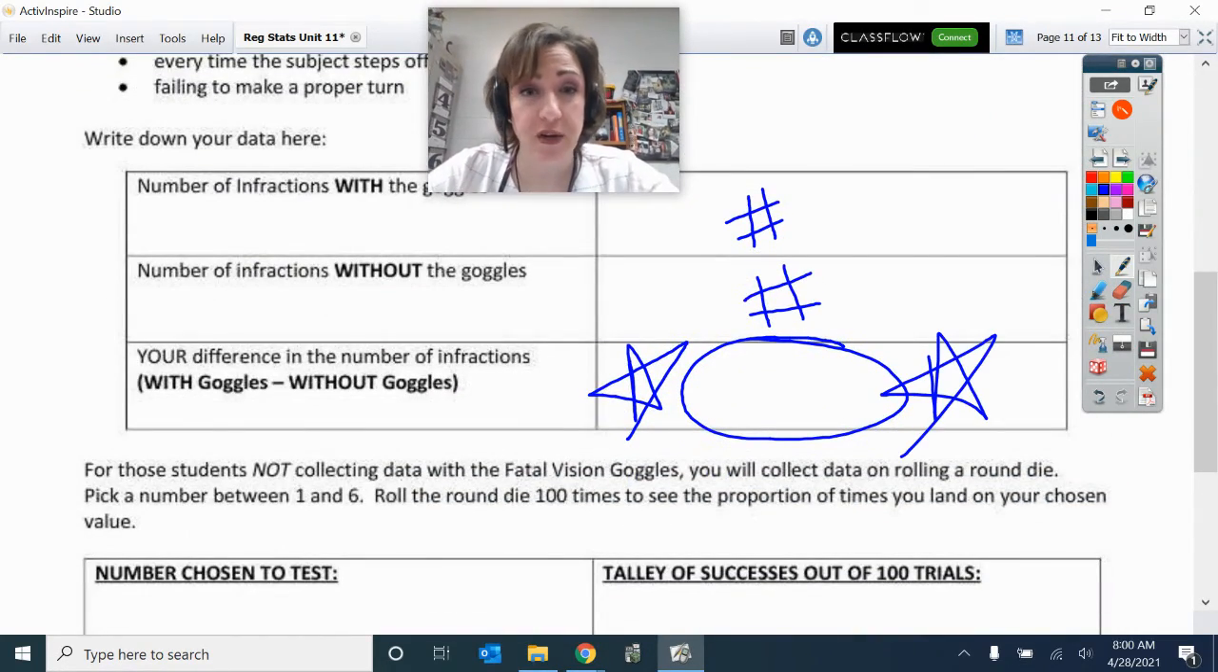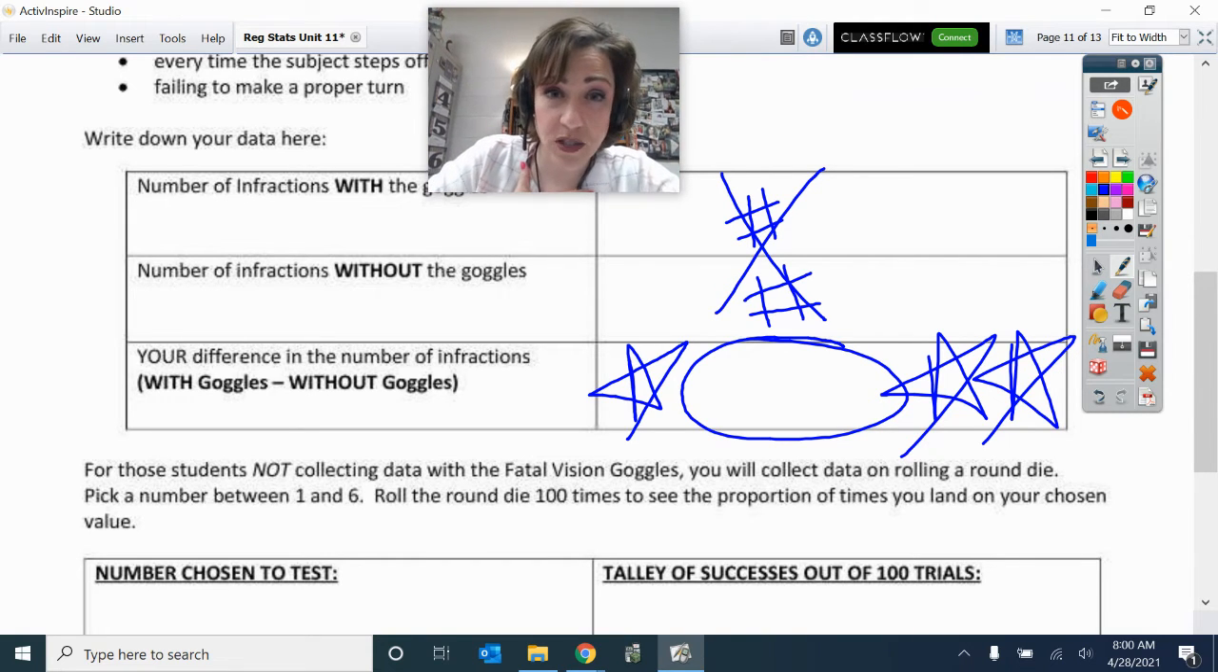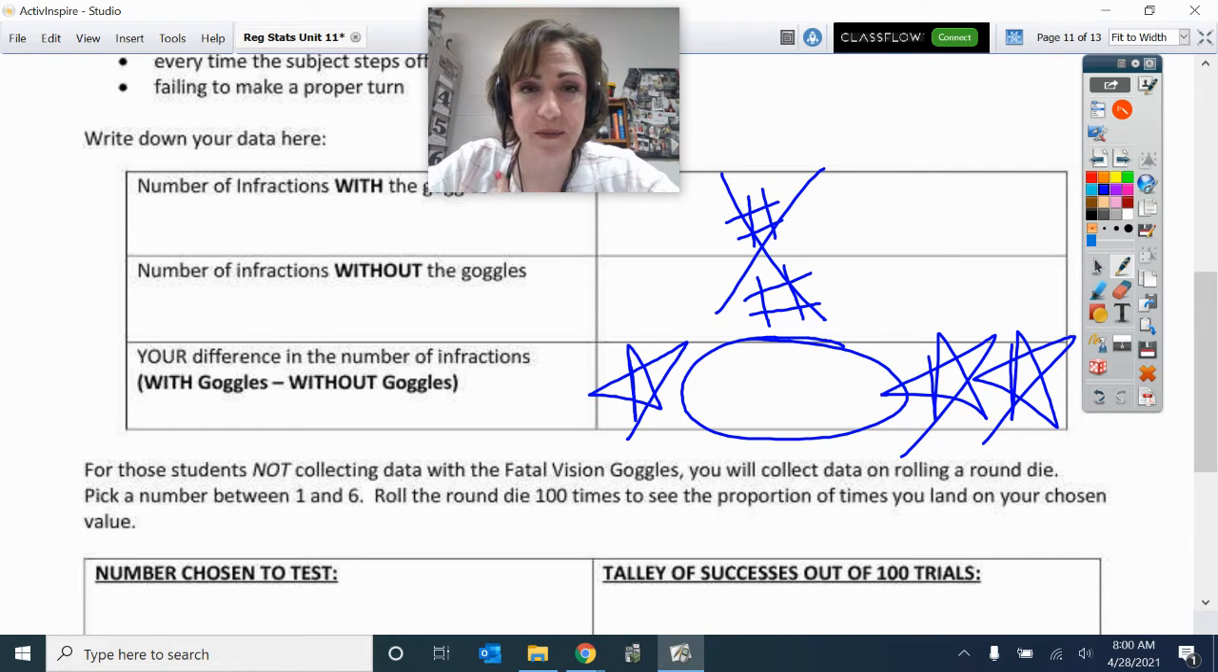That's this one right here. You do not put these, you are putting this difference. That's what we're interested in. I don't care where you started, I don't care where you finished, I don't care how you did with, I don't care how you did without, because some people can't even keep their balance without the goggles on. I want to know what the difference is.